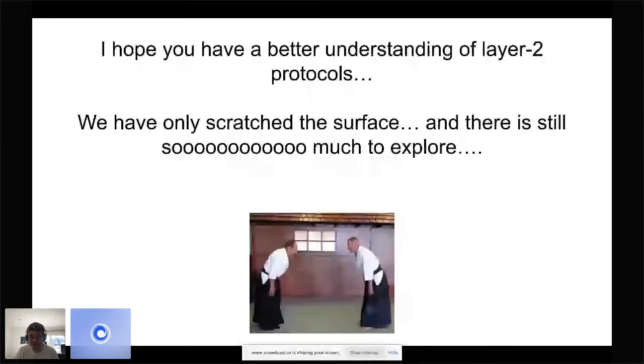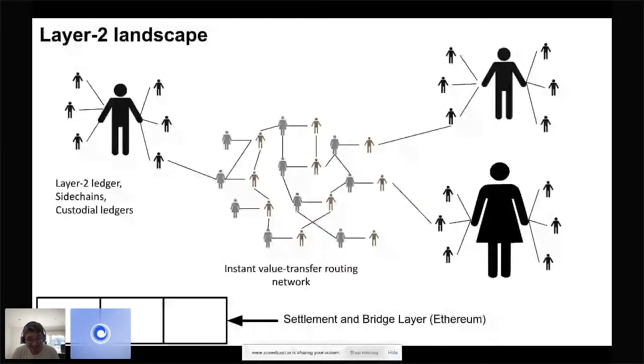What I foresee in the future, and I've been saying this for, I guess, years now, is this will be the layer 2 landscape. We're going to have these ledgers. They could be layer 2 ledgers, they could be sidechains, they can be custodial ledgers. We're going to have this intermediary instant value transfer routing network, which could be Lightning. It could be Connext. And really, it's just used to synchronize across the different ledgers. If I have funds on Coinbase, I want to perform a swap on Polygon, and bring my coins back to Coinbase, this payment channel network can actually synchronize that for me across multiple ledgers. So I foresee this is how everything's going to evolve.